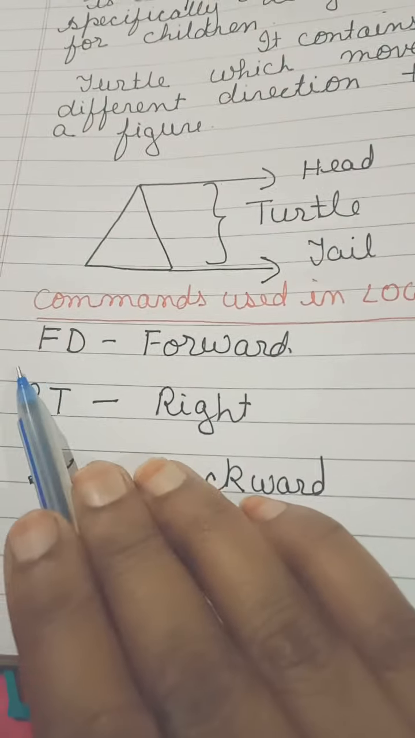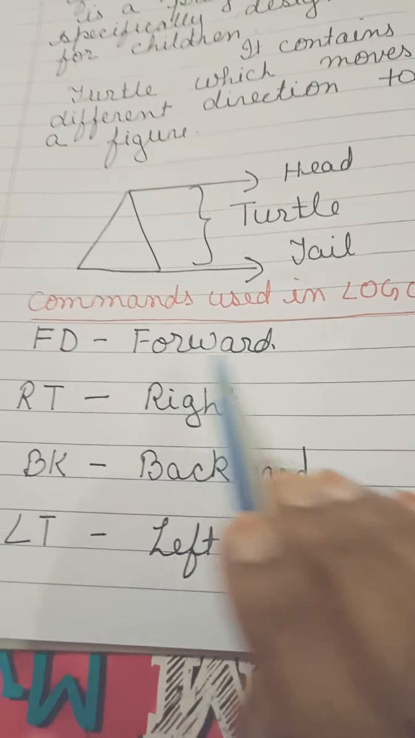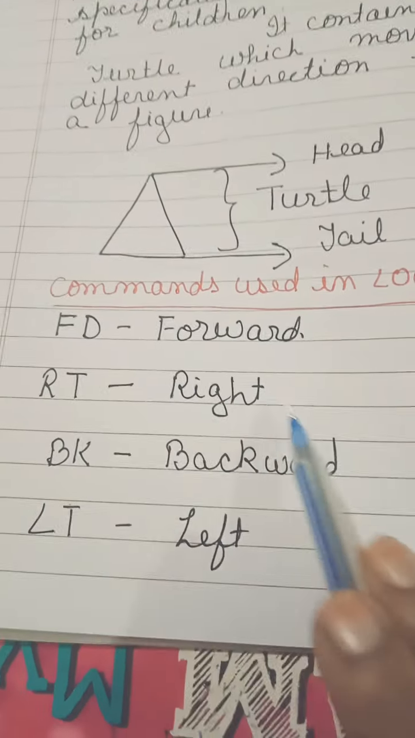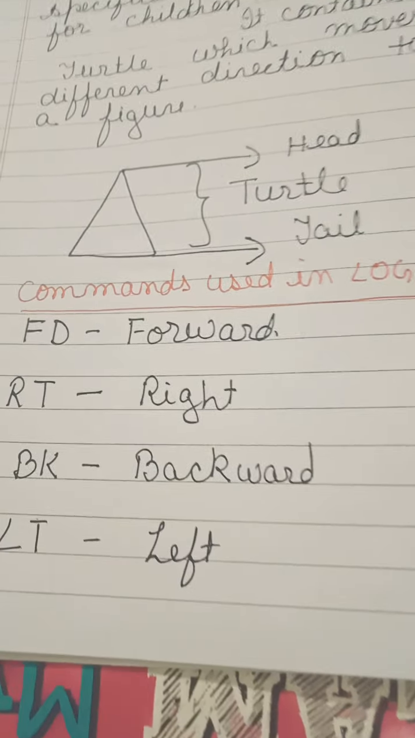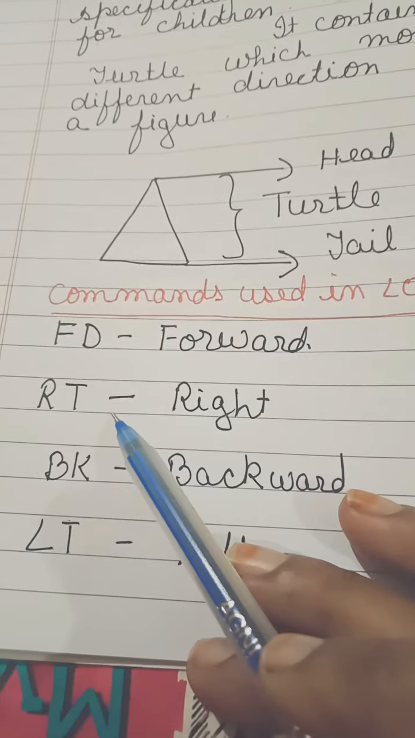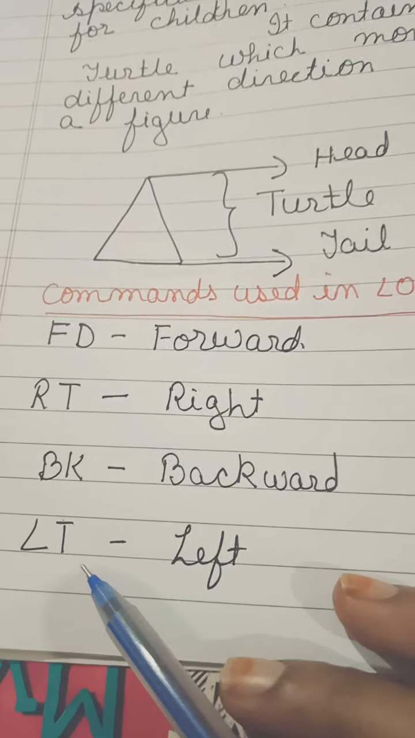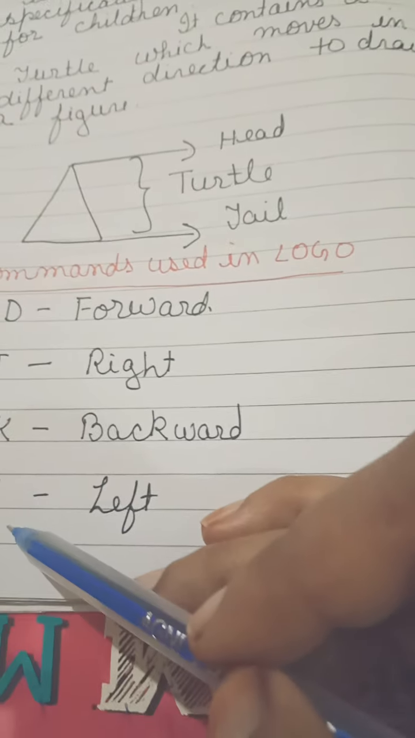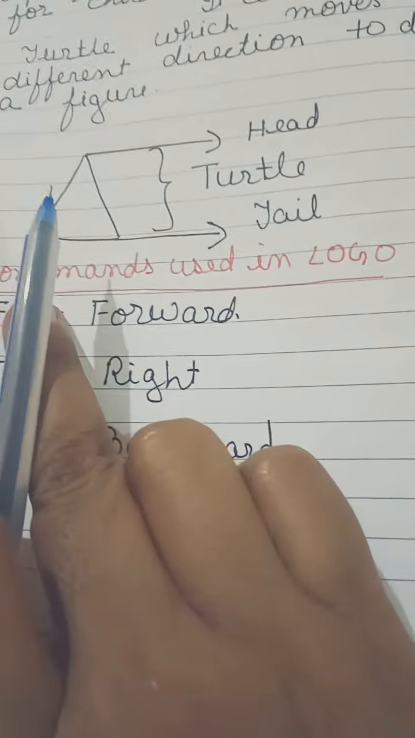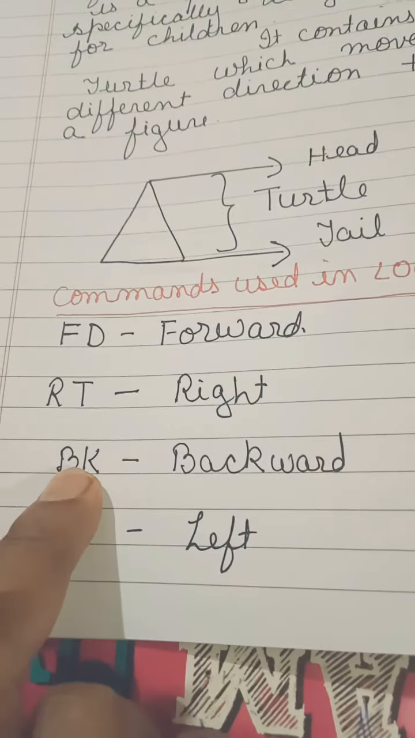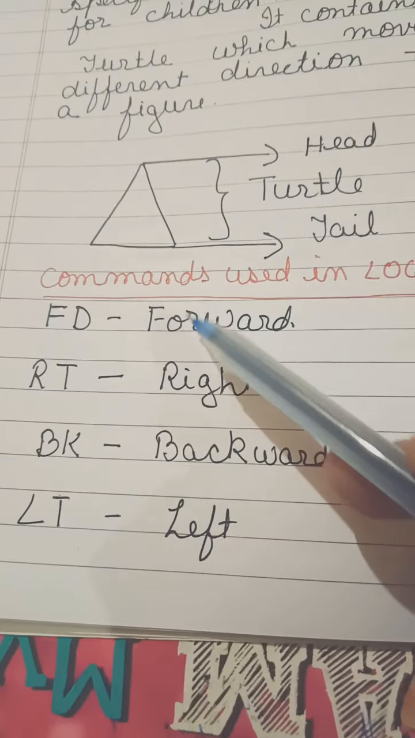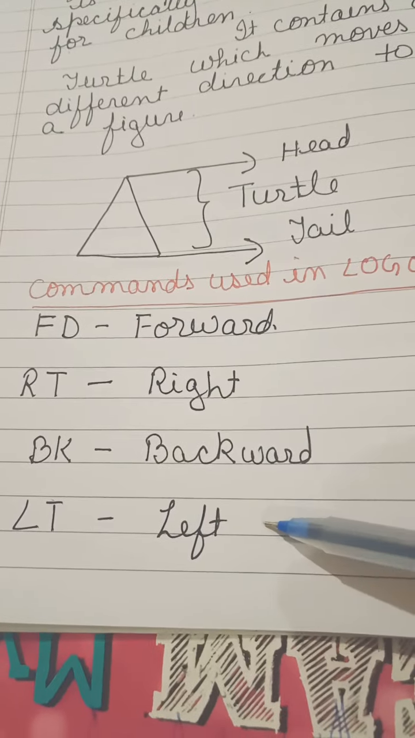First is the FD command. FD means forward, RT means right, BK means backward, LT means left. Students, you should learn these commands very carefully and you should know their use. Suppose you have to move the turtle back, we will use the BK command. To move forward, we will use the FD command. To move left, we will use the LT command. Similarly, more commands are there.